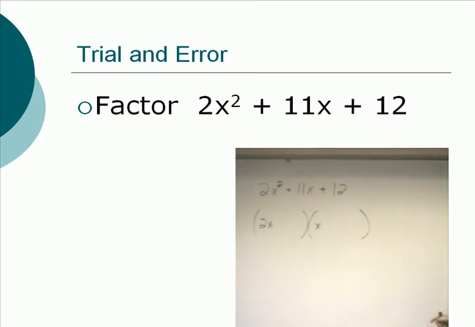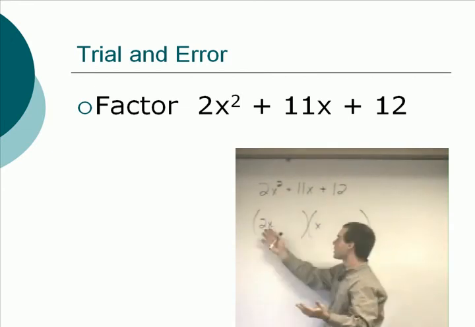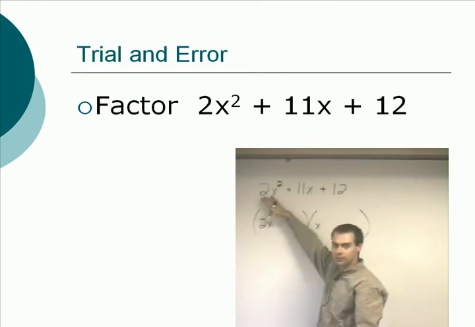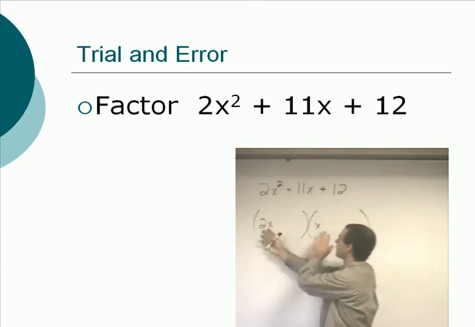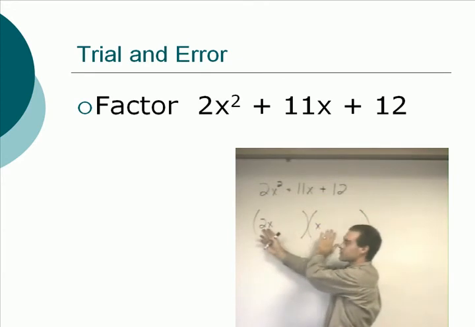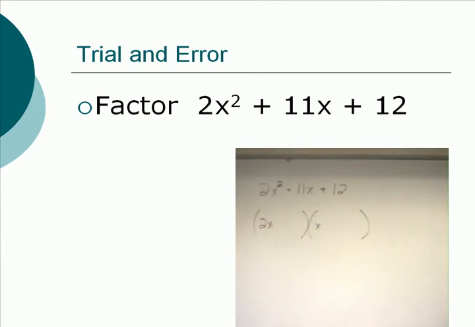Okay, now you go over here, all right? So this has to be 2 and 1. Now, with 2, you've only got 2 choices. It can be 2x and x, or it can be x and 2x. But if that's something like a 12, then you could have 6x and 2x. You could have 3x and 4x. You could have 4x and 3x. You could have negative 3x and negative 4x. You could have 1x and 12x. You see the problem with trial and error. But this one's not bad.